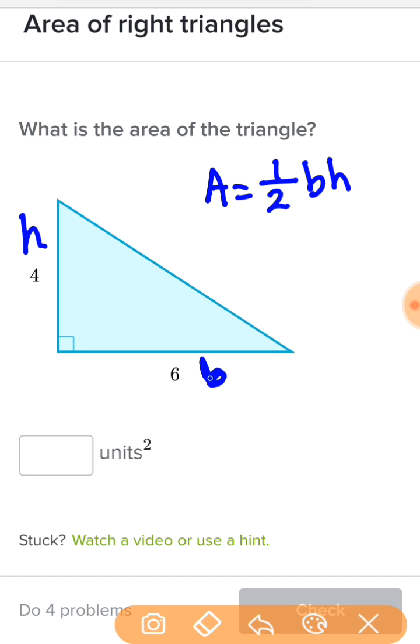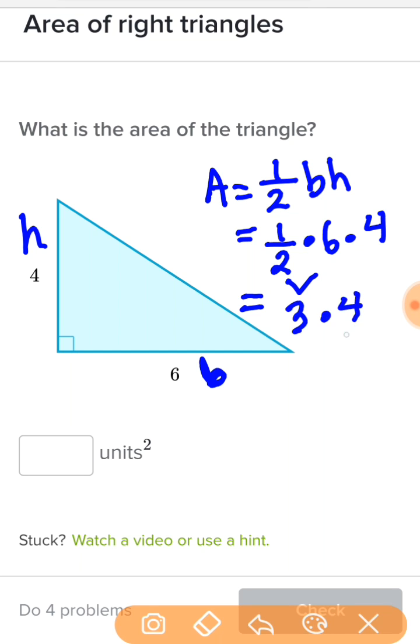From there, if I know that the base is 6 and the height is 4, I just rewrite the formula: 1/2 of the base, which is 6, so I'm going to replace it with a 6, and the height, which is 4, so I'm going to replace it with a 4. And so the best order to do this is to understand that taking half is dividing by 2. So if I take half of 6, that's really 6 divided by 2, which is 3. So 6 divided by 2 is 3, times 4, and then 3 times 4 is 12.